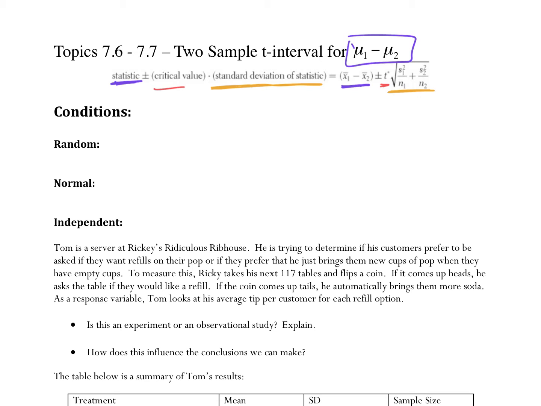Now, when we check that random condition, it could be assignment or sample. And if I have random sampling, I'll check that independence condition using the 10% condition. Okay? If I check by using random sampling, then I'm going to do that individual responses are independent.